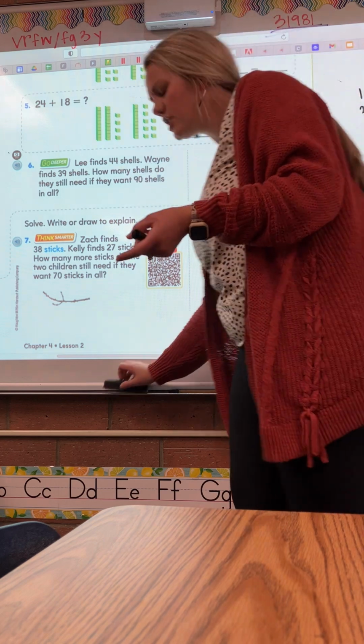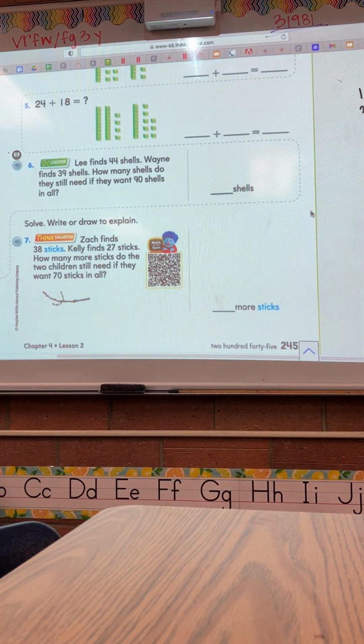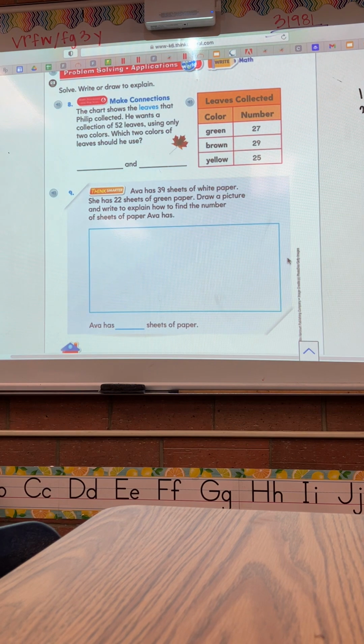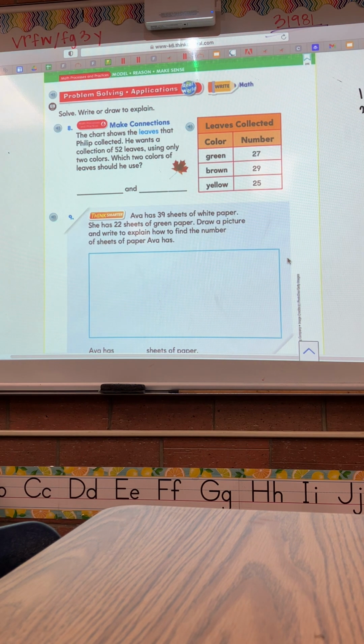All right, let's take a look at the next page. This is typically our word problem page. I would like to encourage you to pause, do 8 and 9, and then come back and check with me and see if you got the right answer.